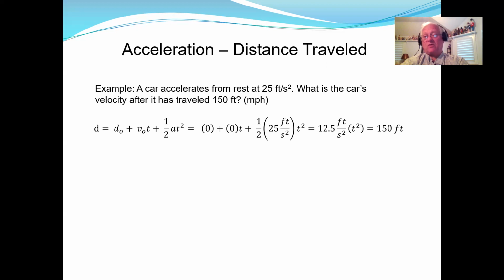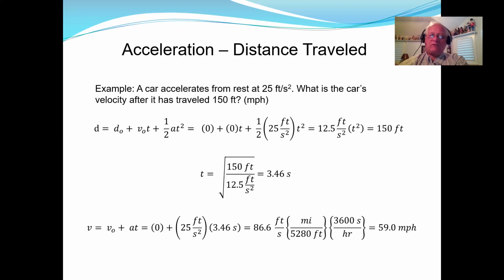And I solve for the time, so I can calculate how long it takes for it to travel 150 feet, and you can see that solved out to be 3.46 seconds. Once I have the time, I can substitute that into my velocity equation. V naught is still equal to 0 because I'm starting from rest. And so I have 25 feet per second squared times my 3.46 seconds gives me 86.6 feet per second.